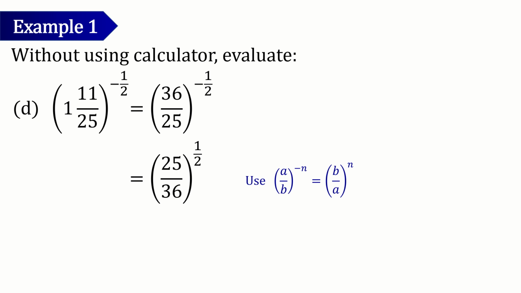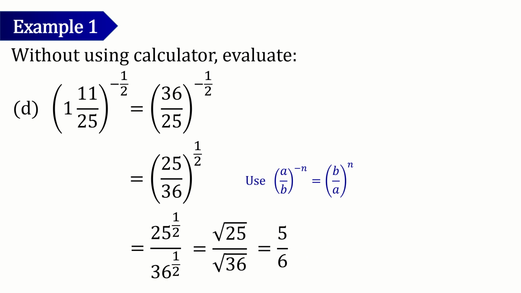And then we can distribute the power of half to the numerator and denominator. So we get 25 to the power of half over 36 to the power of half. And the power half means square root. So that is the square root of 25 over the square root of 36. The square root of 25 is 5 and the square root of 36 is 6. So this equals 5 over 6.